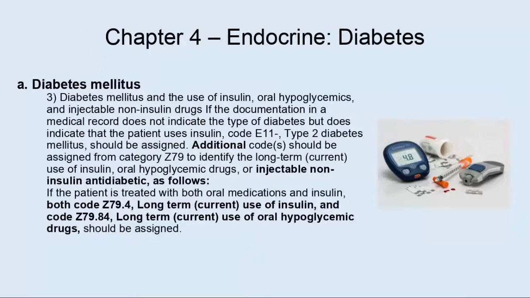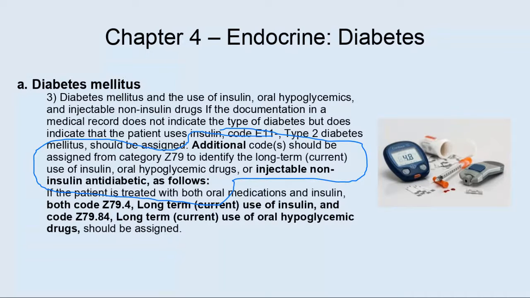So now we can move on to the endocrine system. In this system, changes were made to the guidelines for diabetes. This is a significant change. This has changed how you code for diabetes. So diabetes mellitus and the use of insulin, oral hypoglycemics, and injectable non-insulin drugs. So additional codes should be assigned from category Z79 to identify the long-term current use of insulin, oral hypoglycemic drugs, or injectables.